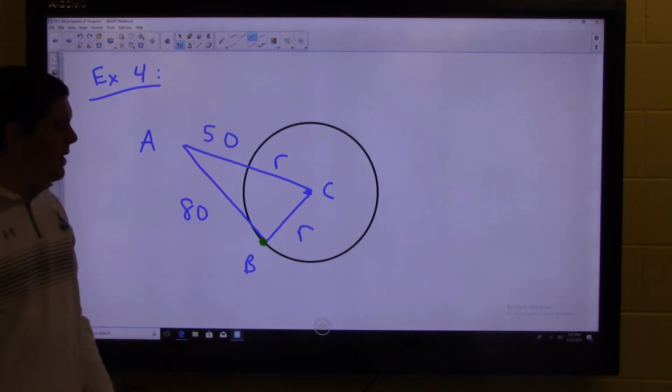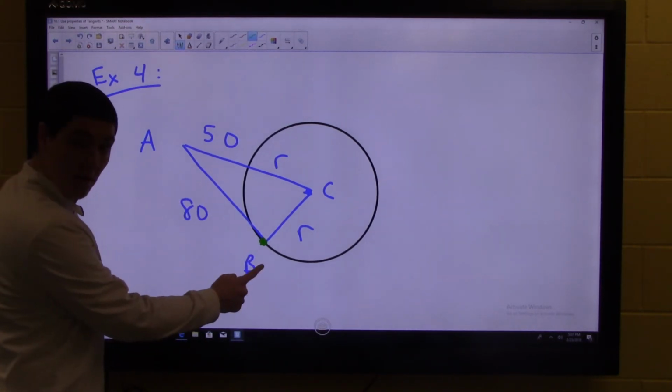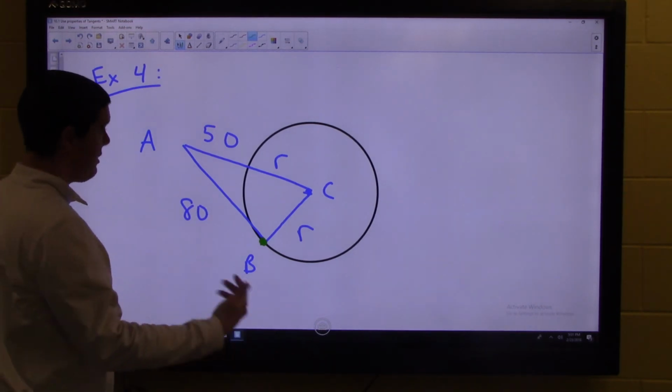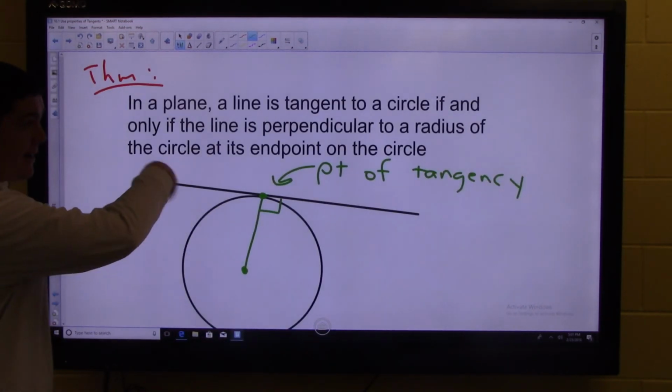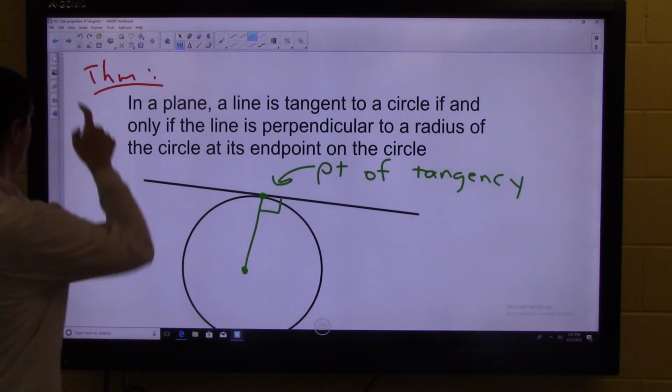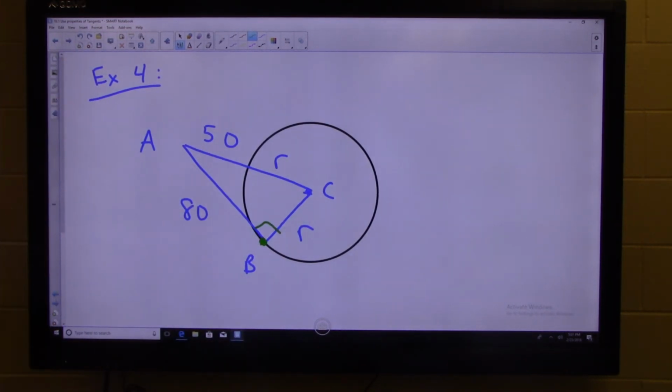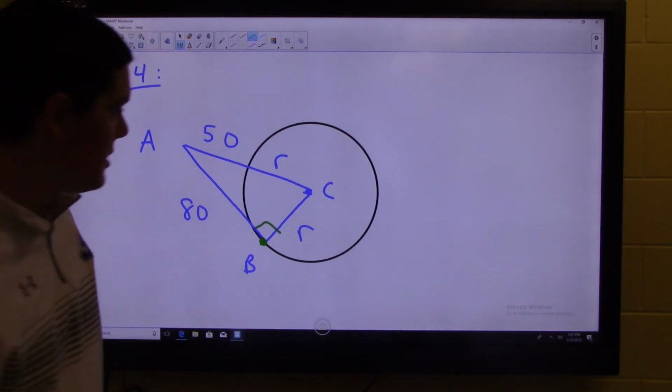The reason it has to be a right angle is this is a tangent line. This is a radius drawn to that point of tangency. And that theorem that we just looked at, this guy right here, tells us that that has to be perpendicular. That has to be a 90-degree angle. All right, so let's go ahead and get this thing started.